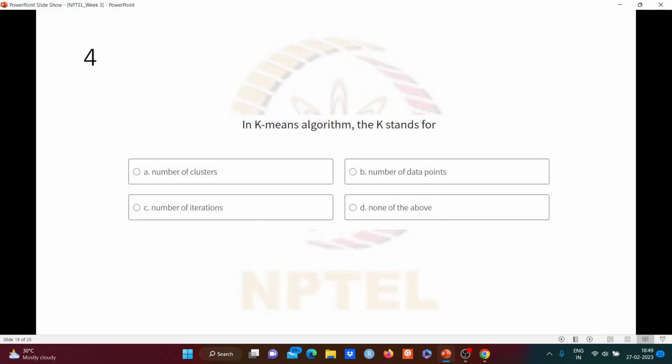Okay, here is the basic question. What does the K stand for in the K-means algorithm? What does K stand for in the K-means algorithm? I think this is a pretty straightforward question.